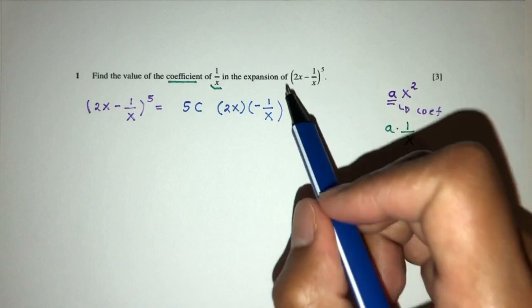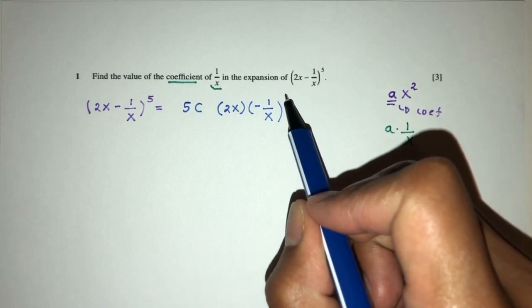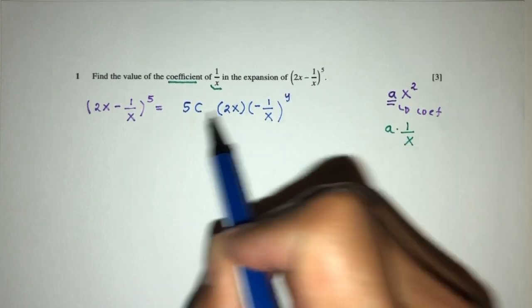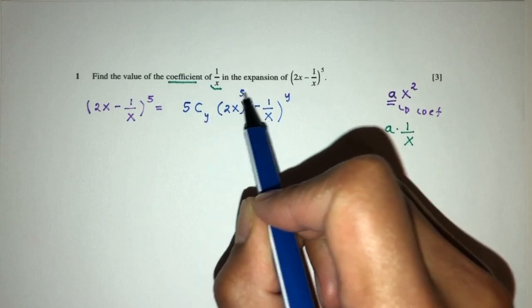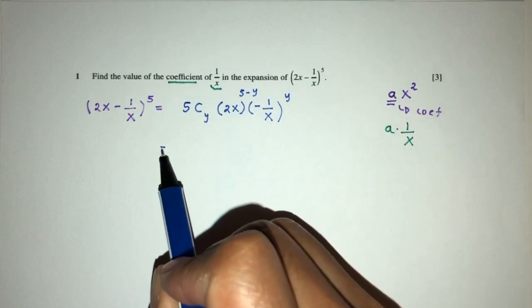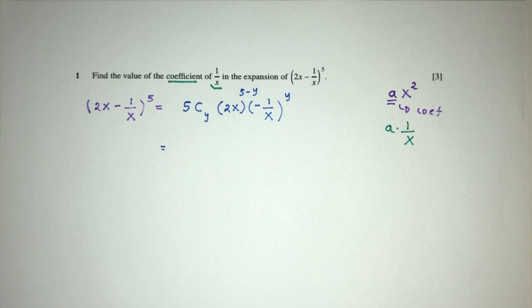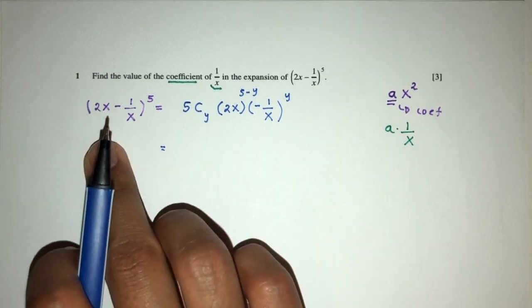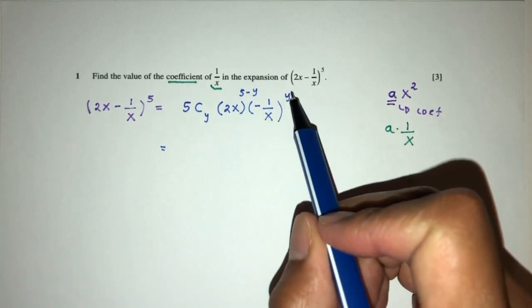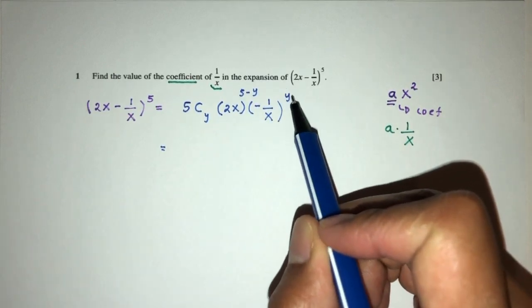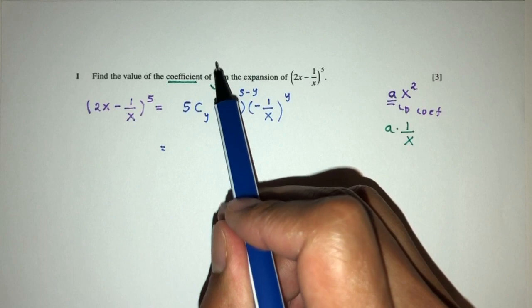Now, if I choose the power here, for example, let's call this y. This will also be y, and that will be 5 minus y. So usually this is how you would expand one of the terms of this expansion. Now, I have to choose y such that the term will have something in 1 over x.